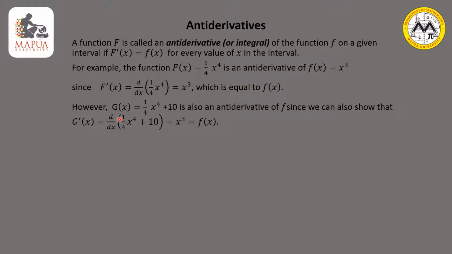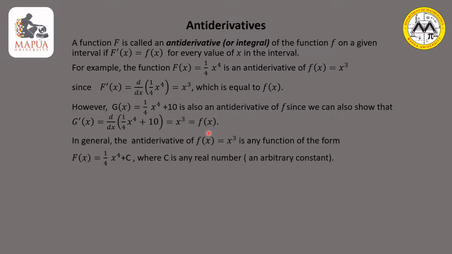However, if we take on a function capital G of x defined as 1/4 of x to the fourth plus 10, then this is also an antiderivative of small f, since we can show that the derivative of capital G of x, which is the derivative with respect to x of 1/4 x to the fourth plus 10, is also an x cubed, which is our f of x.